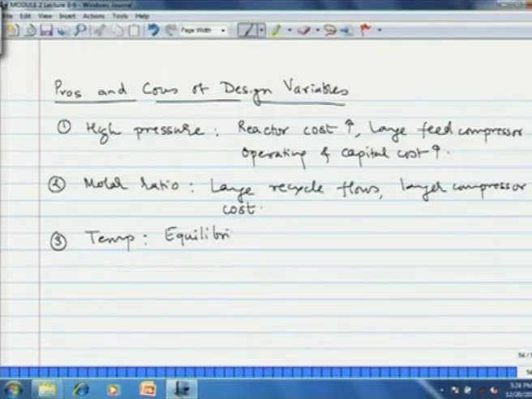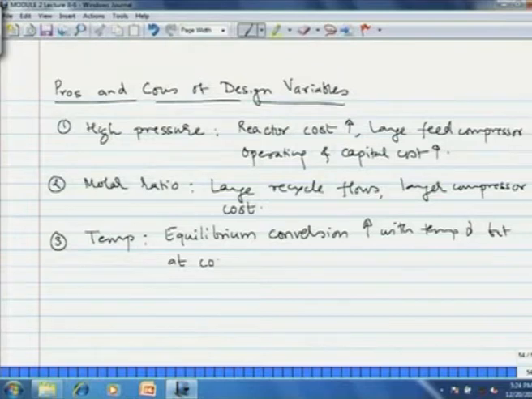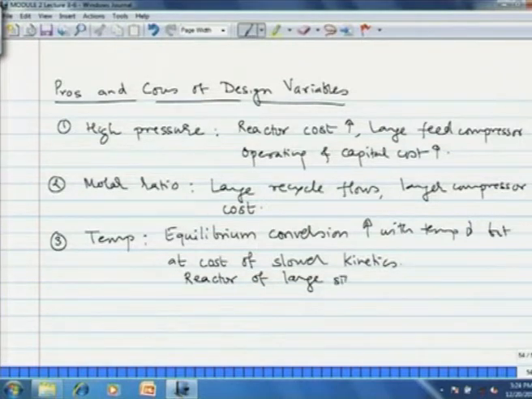Equilibrium conversion increases with temperature reduction, but at the cost of slower kinetics, which means that to achieve the same conversion of benzene, I would require a reactor of a larger size. And that would add to both capital and operating cost.